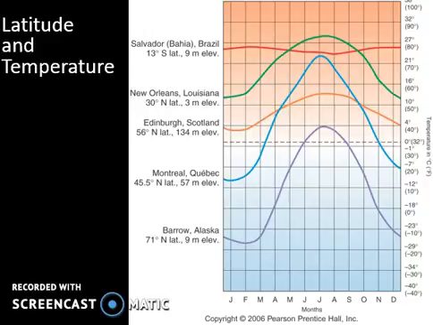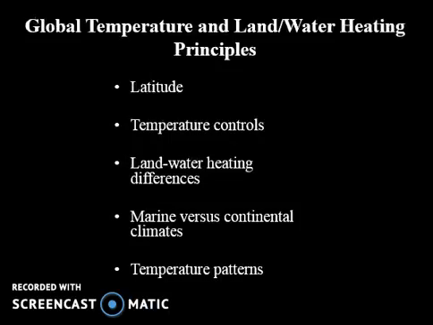So very little seasonality here, very little fluctuation in temperature versus our pretty extreme fluctuation here of Barrow, Alaska. So when we go and start talking about global temperature and land water heating principles, we need to identify elements that are going to influence temperature change. So latitude is going to be a huge influence. Temperature controls, land water heating differences.